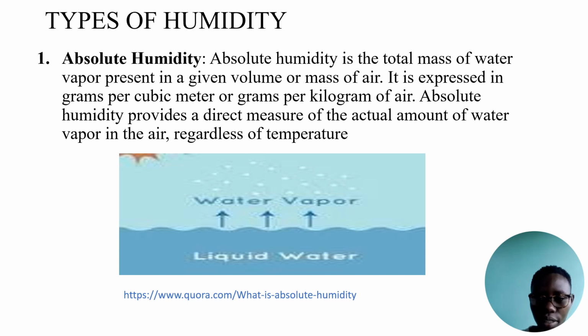Absolute humidity is the total mass of water vapor present in a given volume or mass of air. It is expressed in gram per cubic meter or gram per kilogram of air. Absolute humidity provides a direct measure of the actual amount of water vapor in the air, regardless of the temperature.